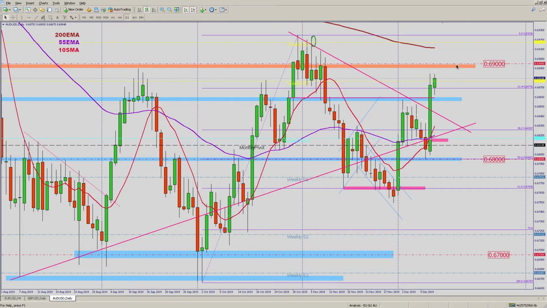But now as it approaches the next resistance zone, do watch out for the White House announcement on the US tariffs. That's coming up on the 15th of December, so we'll see what the decision is from the White House and whether they'll impose the tariffs, and that will impact the US-China deal and the Aussie dollar, as well as other commodity pairs may be impacted as well.